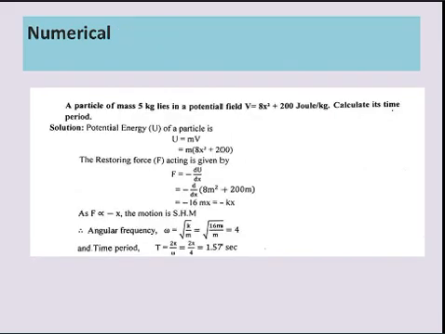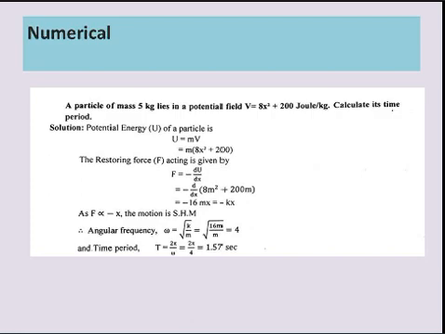A particle of mass 5 kg lies in a potential field V is equal to 8x square plus 200 joule per kg. Calculate its time period. So the potential field is given, V is equal to 8x square plus 200 joule per kg. Potential energy is denoted by U, and it is given by U is equal to m into V. So potential energy is given by U is equal to m into 8x square plus 200.